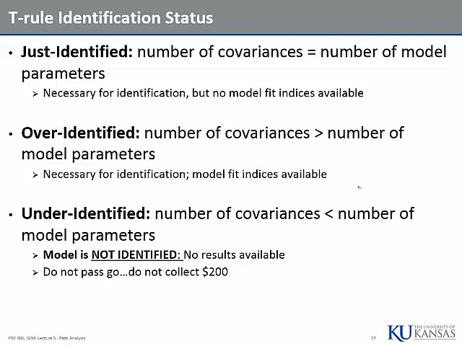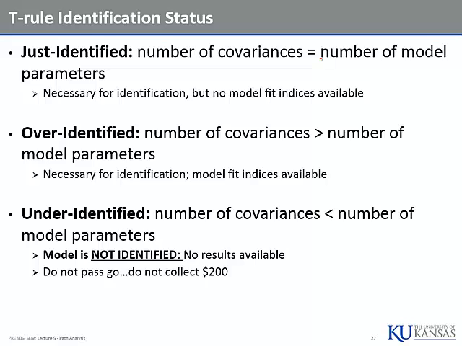Over-identified. So just identified is equal. Over-identified means you have more knowns than you have unknowns, right? And remember in elementary algebra, you would talk about a system of equations. You'd have a series of things you knew and then equations for them. That's essentially what we're getting at here, right? If you had more knowns than you had unknowns, you could solve that system of equations.